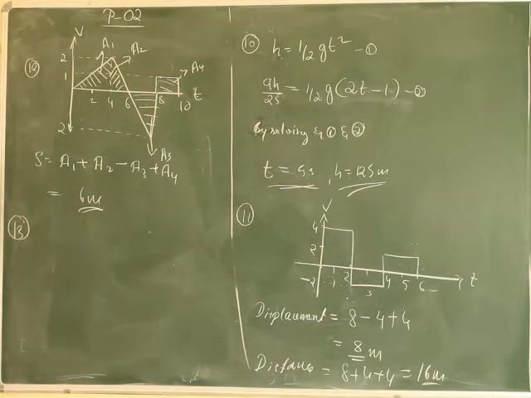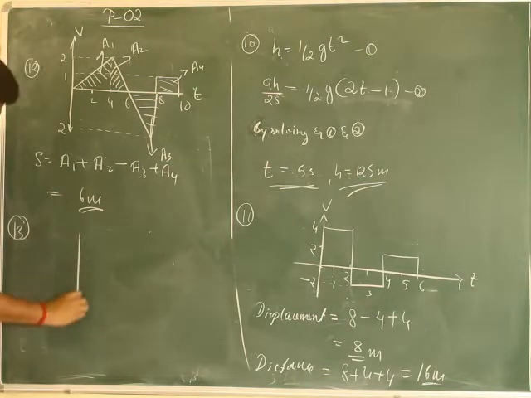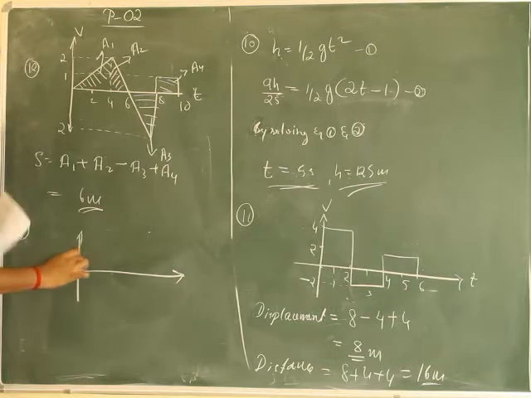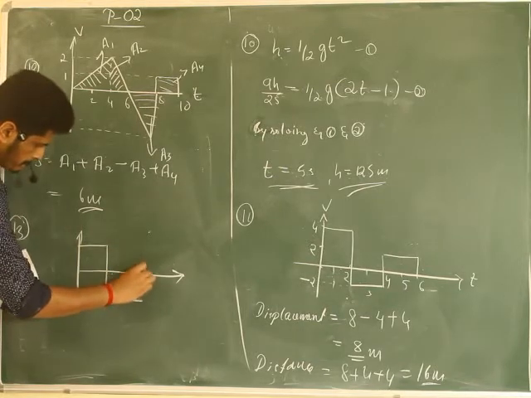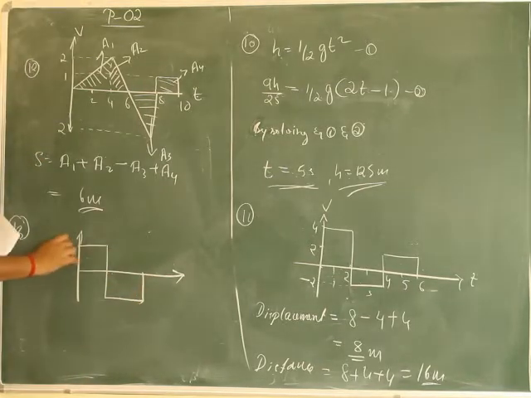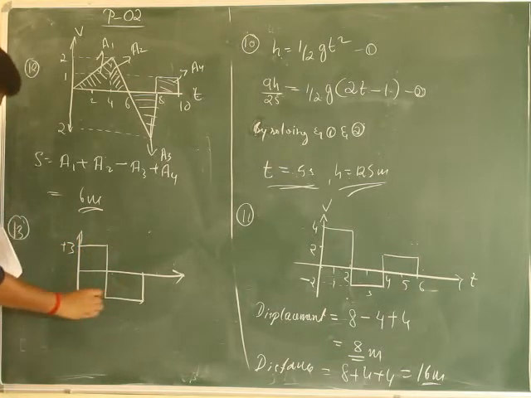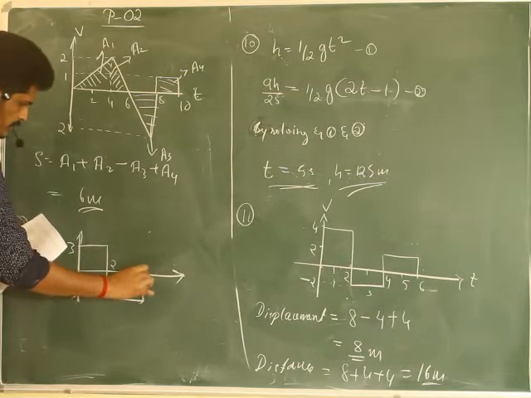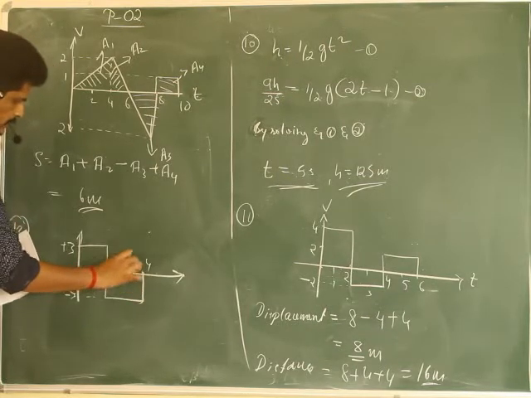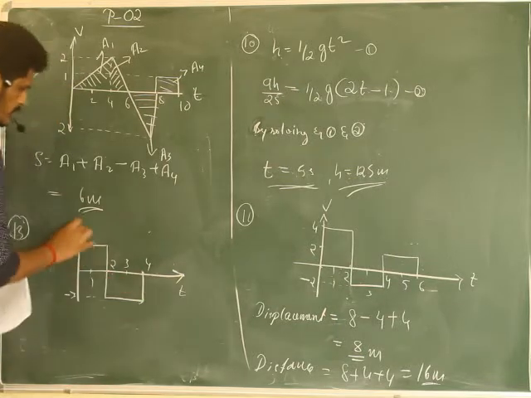Next question. A particle starts from rest at t equal to 0 and moves in a straight line with the acceleration as shown below. You can see they have given an acceleration versus time graph. Okay, AT graph it is, not VT graph. So be careful. The values mentioned are plus 3, minus 3, and here 2, 4, 1, and 3.